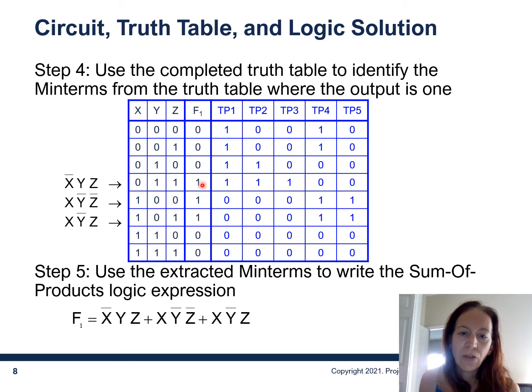So there's only 3 rows where the output is high, and that's at X bar, Y, Z, X, Y bar, Z bar, and X, Y bar, Z.